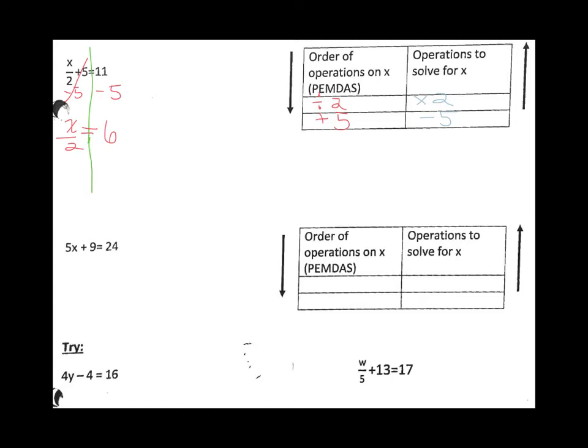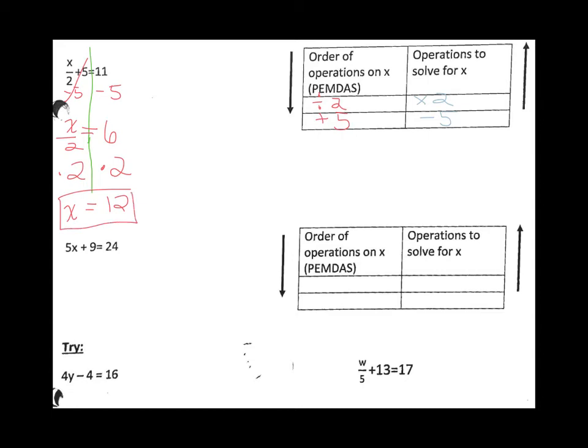And the thing that's happening to x now is it's being divided by 2. The opposite of dividing by 2 is multiplying by 2. So to undo division, I'm going to multiply both sides of the equation by 2. Leaving me with x on the left-hand side equals 12.